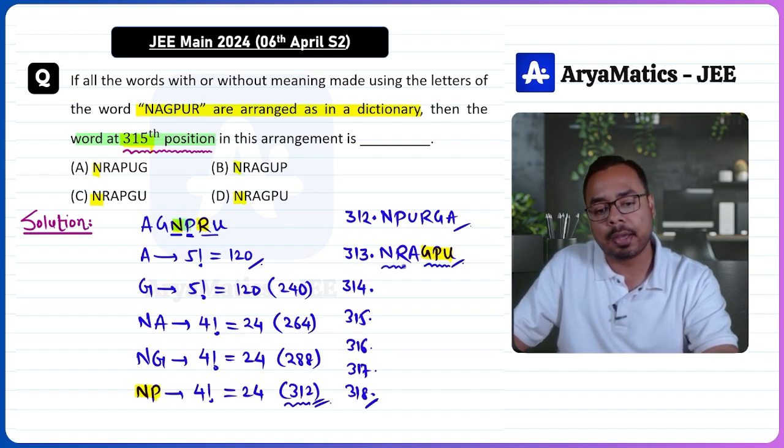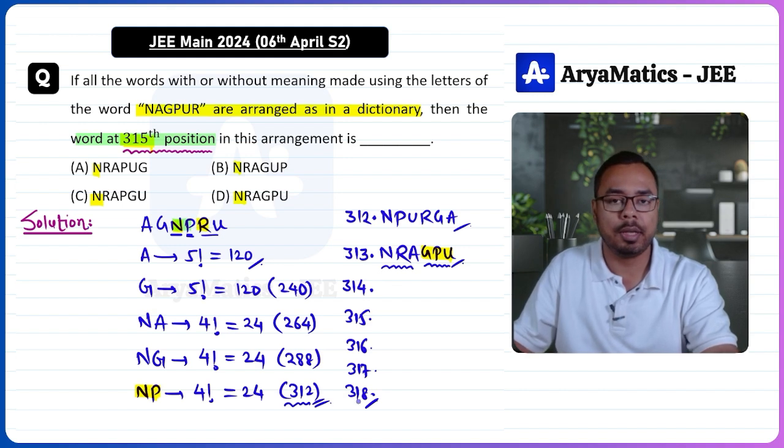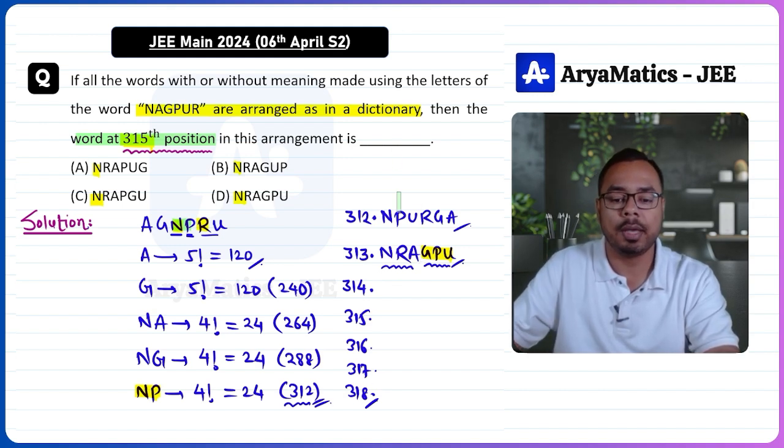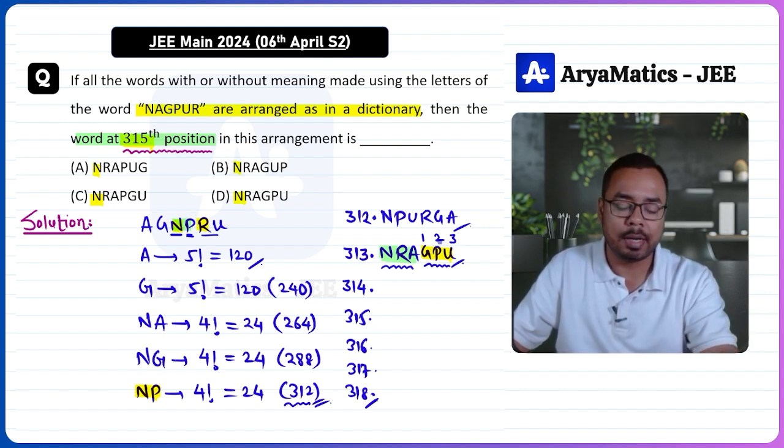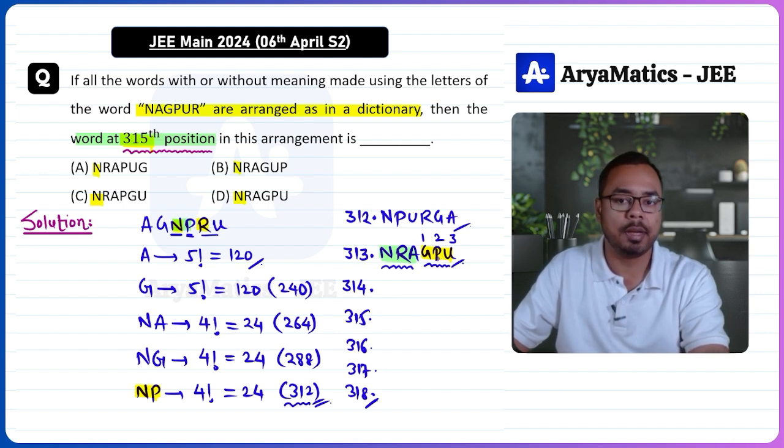First three letters will be NRA, right? And if I interchange these three letters, you can create another six words. So from 313 up to 318, the first three letters have to be NRA. And now there is something called the 1, 2, 3 method that you can use for solving this problem. With letters, it becomes difficult to identify which one should be the next one. But with digits, you can very easily see that if I have these three digits 1, 2, 3, the smallest number is 1, 2, 3, next is 1, 3, 2, then 2, 1, 3, 2, 3, 1, 3, 1, 2, 3, 2, 1, right?